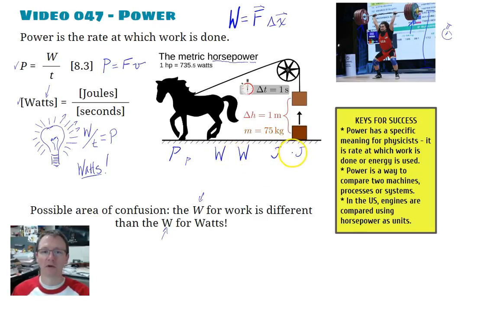So just be careful when you go through this, that when you see a W, you're really asking yourself, which W are we talking about? Are we talking about watts here for power, or are we talking about W for work? If you see a capital P, make sure it's capital P and not a lowercase p, because one is power and one's momentum. And then if you see a capital J as a unit, it has nothing to do with impulse. It has to do with joules.